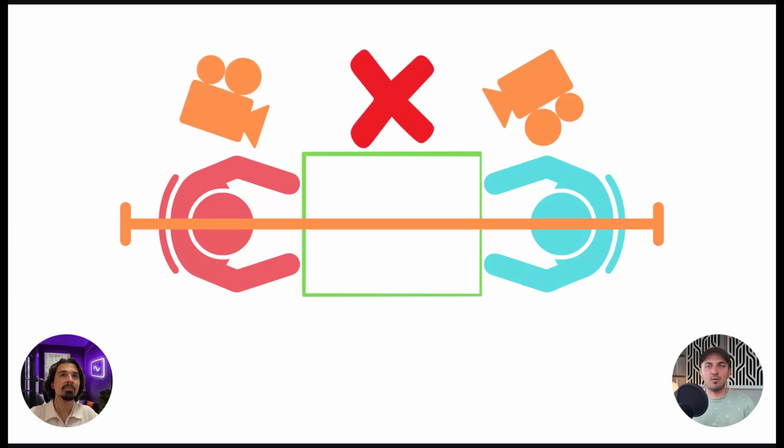Now, this is just one application of the 180 rule. And it's just a rule. You can break it, but you have to break it if you know what you're doing, for a reason. Exactly. You should not break this if you don't have a reason. And this applies to other scenes as well.